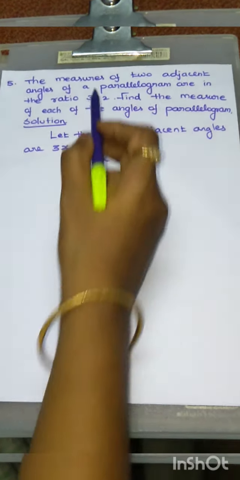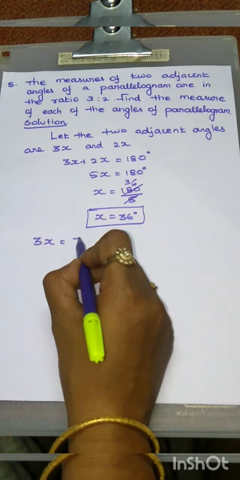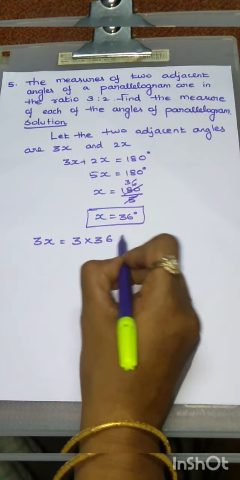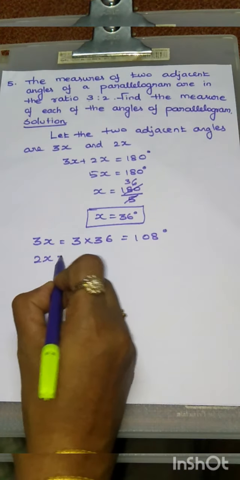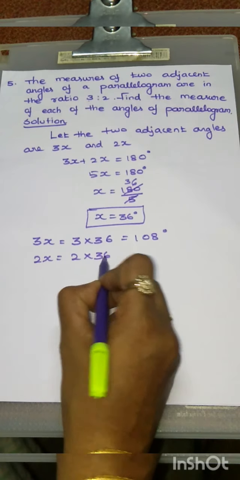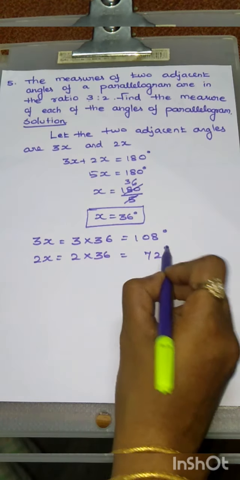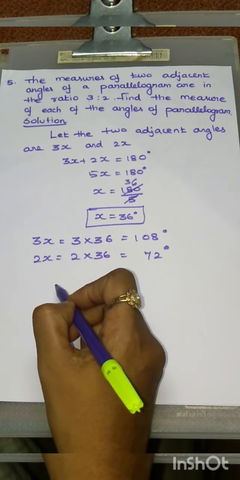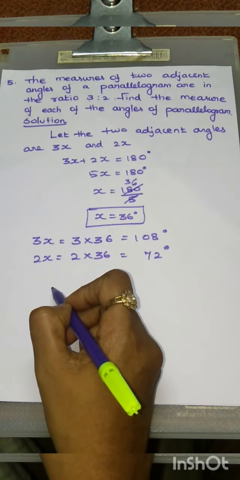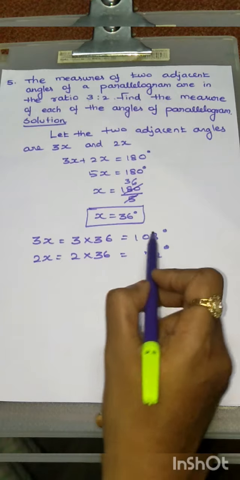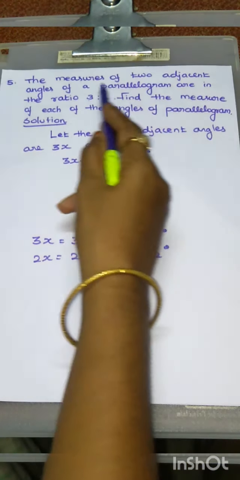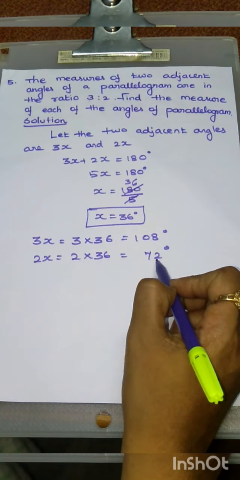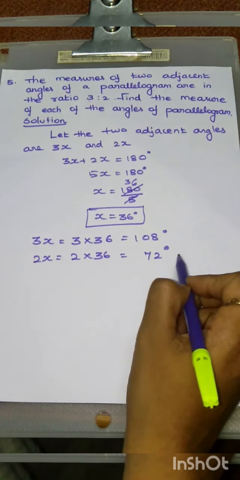We need the adjacent angle values, no. So 3x is equal to, apply the value here, 3 into 36. What is the answer? 108 degrees. And 2x is equal to 2 into 36. That is 72 degrees. Next, what is our question? Find the measure of each of the angles of a parallelogram. We calculated the two angles, 108 and 72. The measures of two adjacent angles of a parallelogram we found. Okay. Next we have to calculate the other angles also.